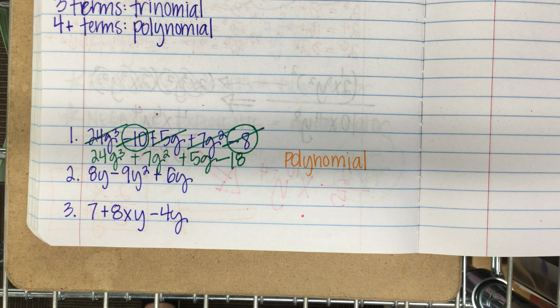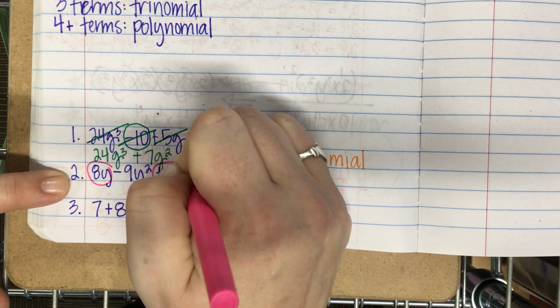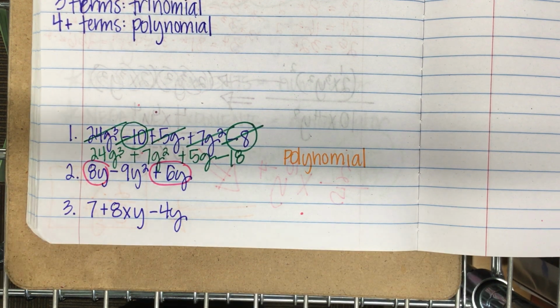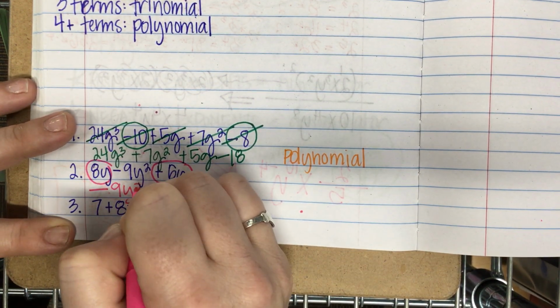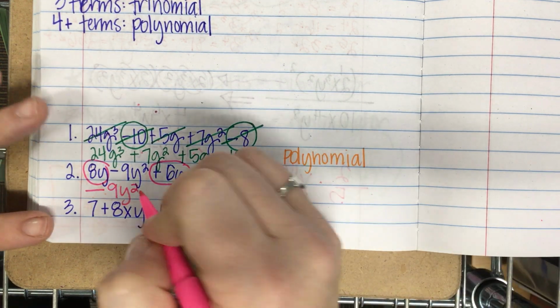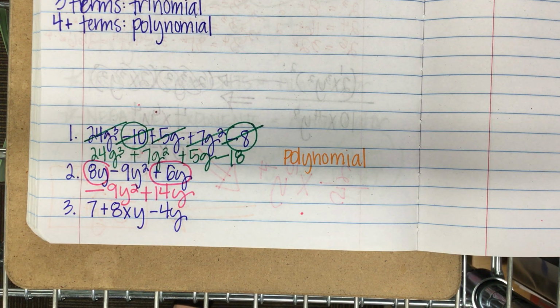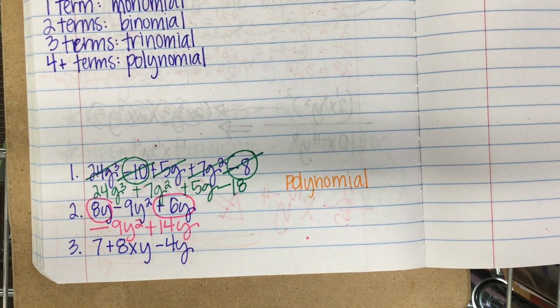All right, let's do the next one. Example number 2. Anything go together? 8y and positive 6y can go together. So now let's write it in standard form. What comes first? Negative 9y squared. Then what? Plus 14y. There are two terms, 1, 2, binomial.